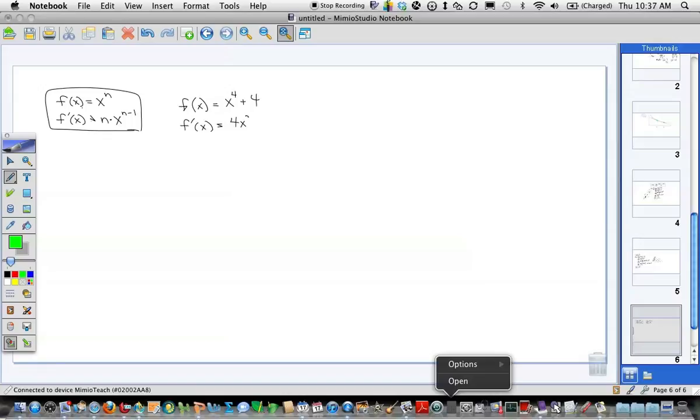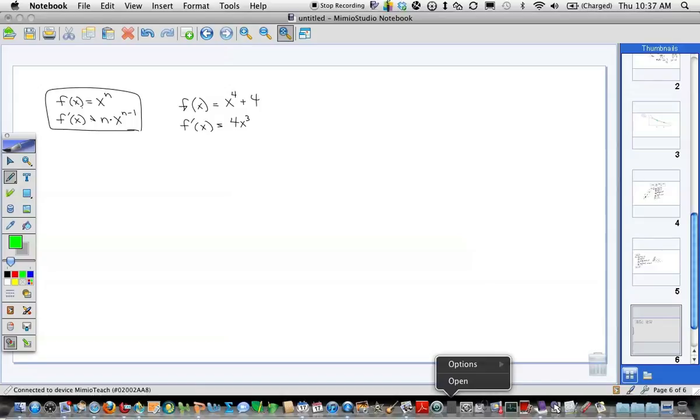4x. It would be exactly the same as if that plus 4 wasn't there. Now remember when we had f prime graphs and we drew f graphs, and we said there's an infinite number of vertical shifts, right? Well, this would be an example of that. The 4x cubed graph, as an f prime graph, would have x to the 4th plus 4 as a possible f graph, x to the 4th minus 7, right? All those that were vertically shifted would work.